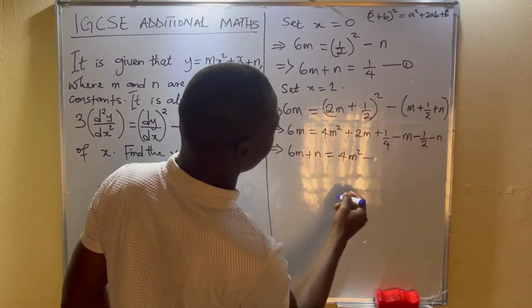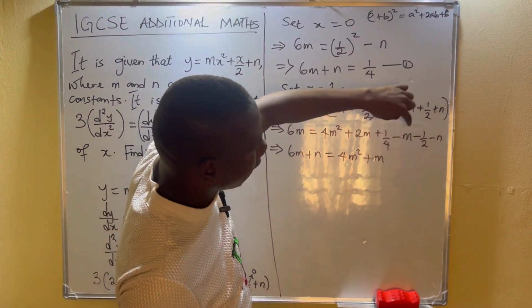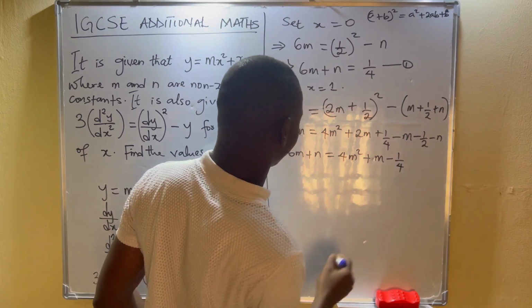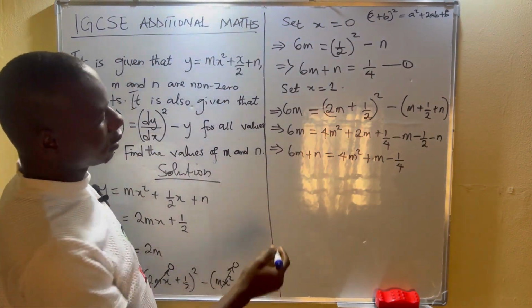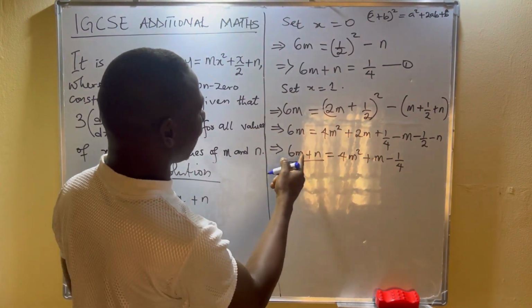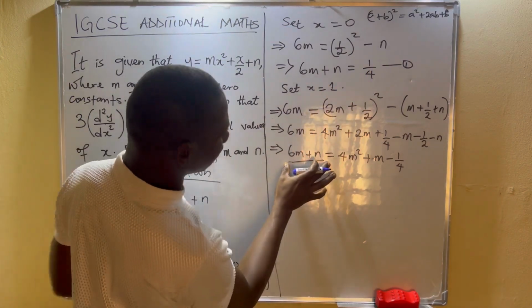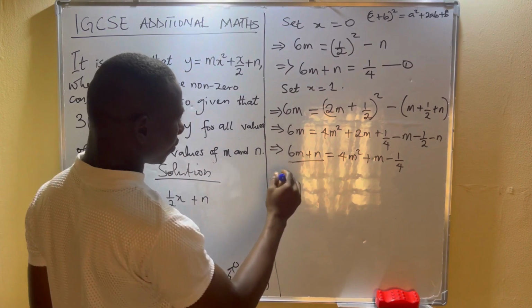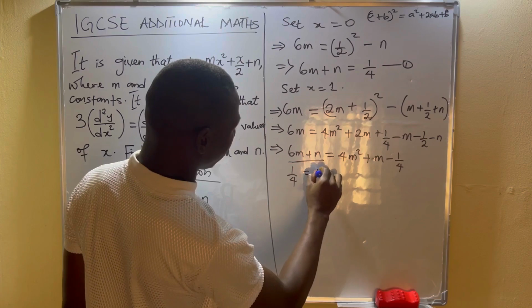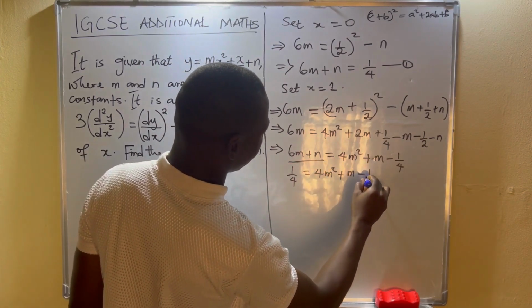2m minus m will give me m. 1 over 4 minus 1 over 2 will give me minus 1 over 4. Then you can recall from equation 1 that 6m plus n is equal to 1 over 4. So I will now replace this with 1 over 4. I have that 1 over 4 will be equal to 4m squared plus m minus 1 over 4.